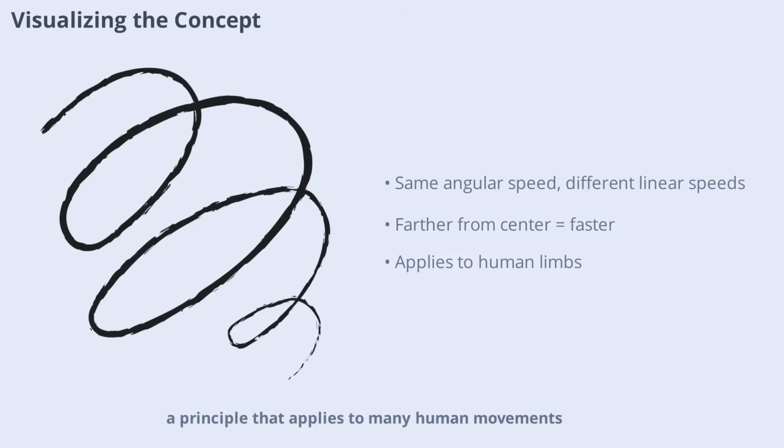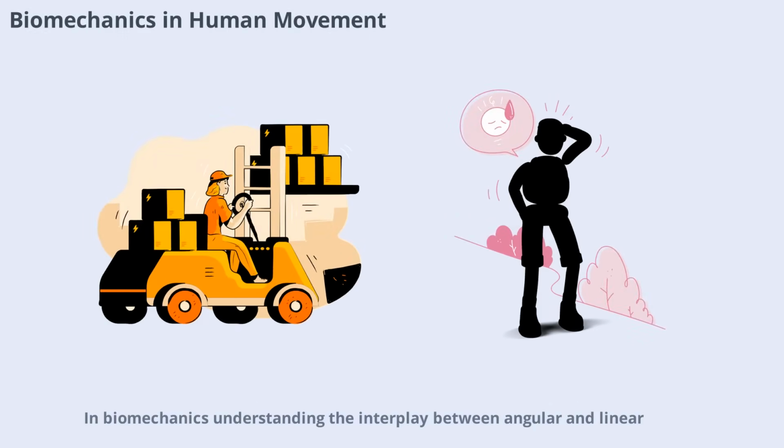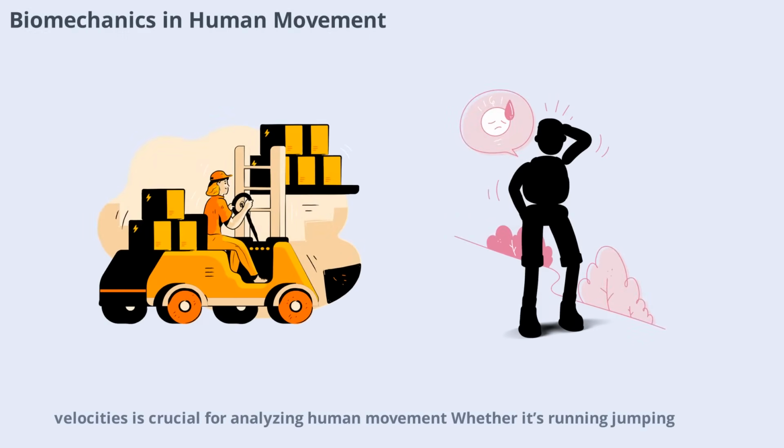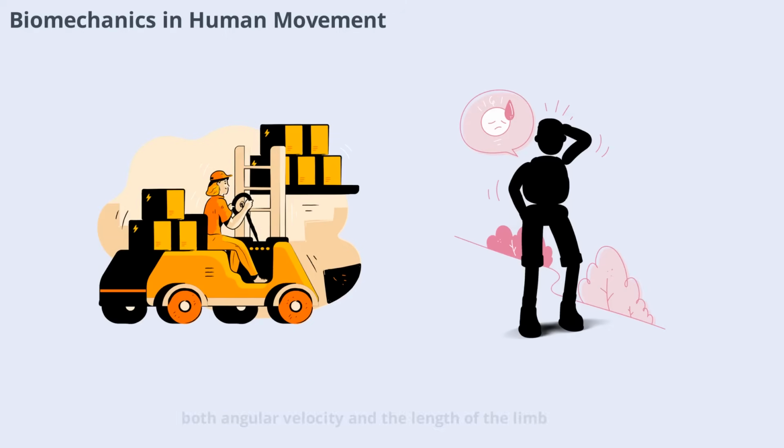In biomechanics, understanding the interplay between angular and linear velocities is crucial for analyzing human movement. Whether it's running, jumping, or throwing, our limbs rotate around joints, and the speed at which they move depends on both angular velocity and the length of the limb. This knowledge is essential for coaches, therapists, and athletes aiming to optimize performance and reduce injury risk.